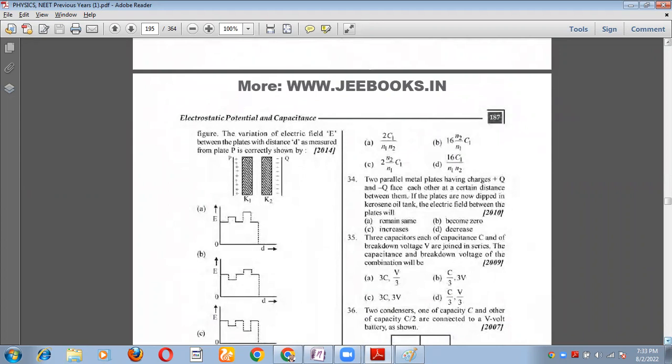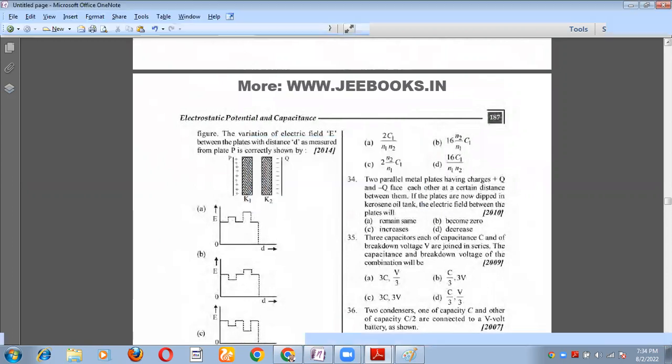This question is a NEET 2014 question. Actually, this is a very easy question. It seems to be lengthy, but it is actually easy. So we have to find the variation of electric field between the plates with the distance d.